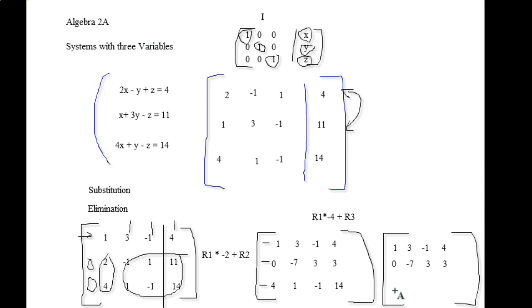Now the third row does change. I'm going to go right down the order. Negative 4 times 1 plus 4 is 0, so that's good. Then I do the next one. Negative 4 times 3 is negative 12, plus 1 is negative 11. Negative 1 times negative 4 is 4, plus 1 is 3, right? And negative 4 times 4 is going to be negative 16 plus 14. That is going to be negative 2.